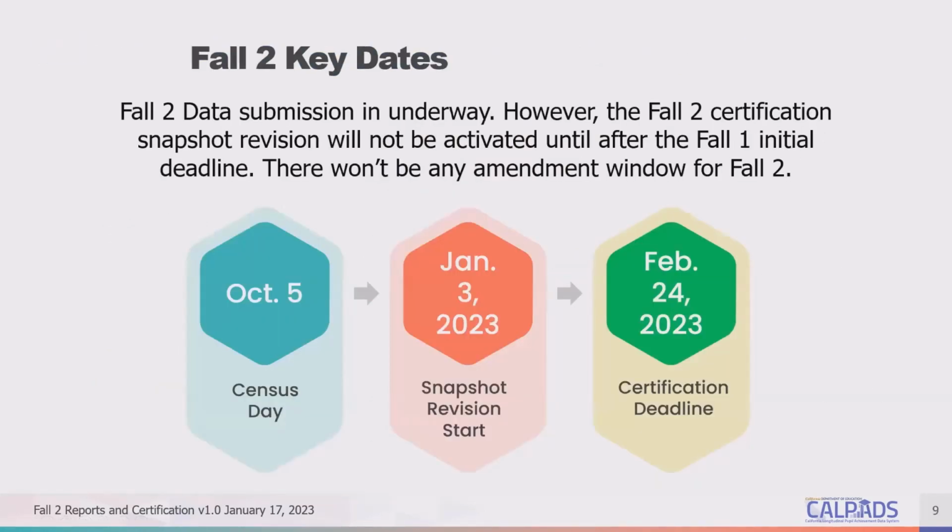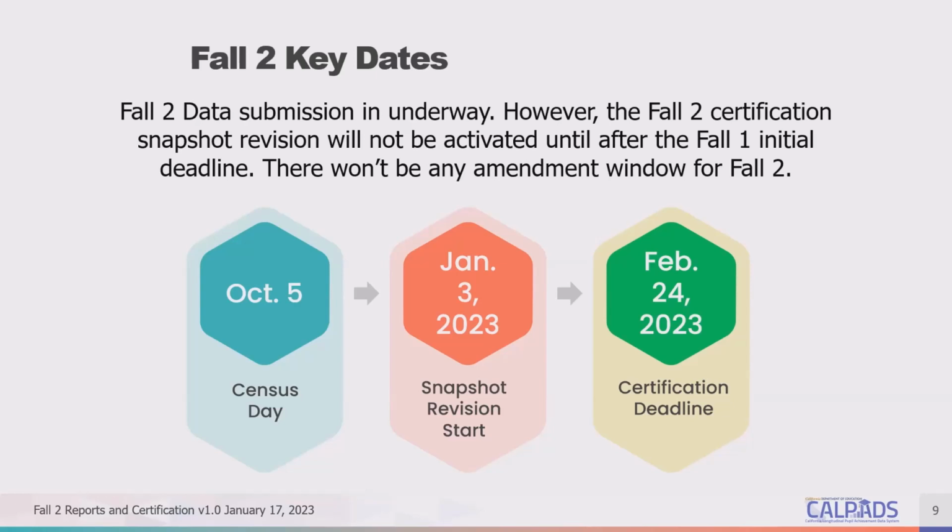So we call this Fall 2, right? It's the dead of winter. It's freezing cold, although it's sunny outside. It's probably my least favorite season, but we call it Fall 2 because we're looking back to the fall. Fall 2 and Fall 1 share the same census day, so keep that in mind when we're reporting data. We're looking back to October 5th.